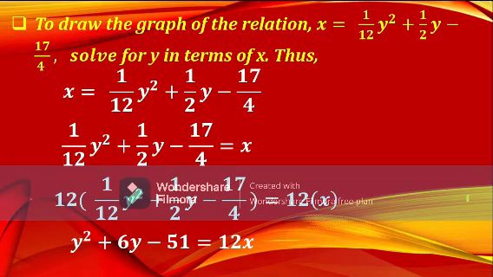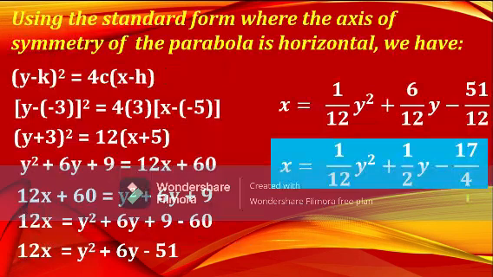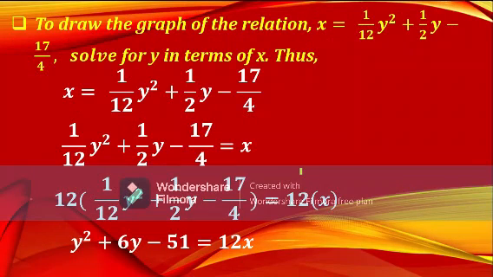Okay, now to draw the graph of the relation x is equal to 1 over 12 y squared plus 1 half y minus 17 over 4, solve for y in terms of x. Now the reason why we express the equation like this is so we can actually solve for the value of our x in terms of y, or y in terms of x. Okay, solve for y in terms of x.